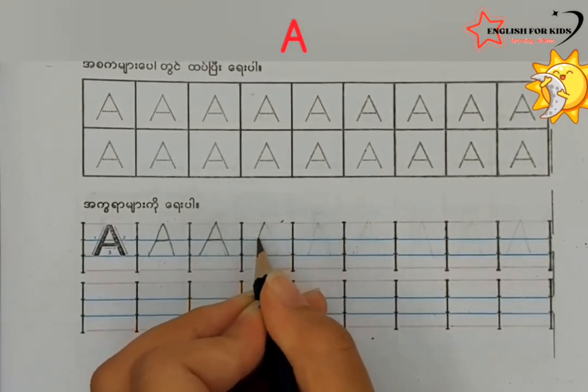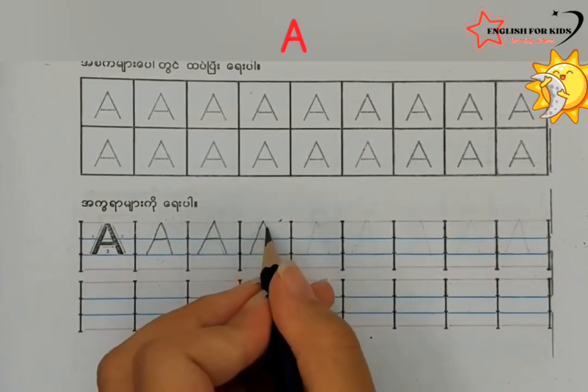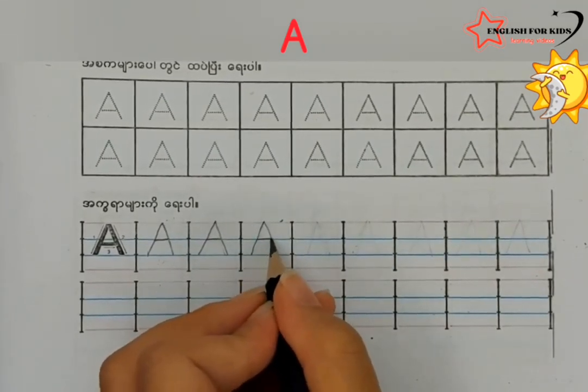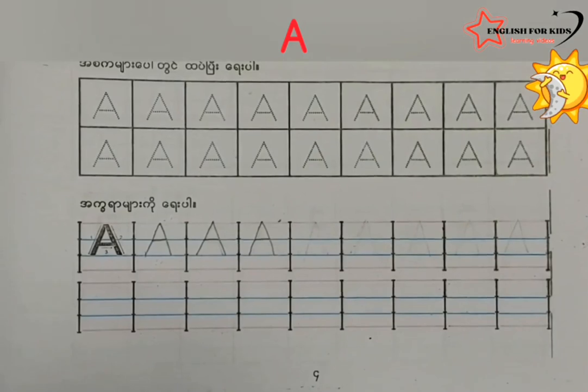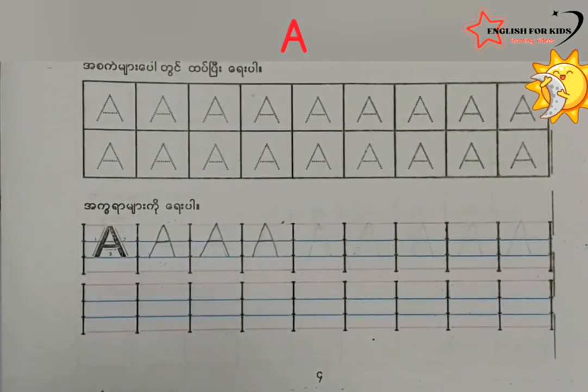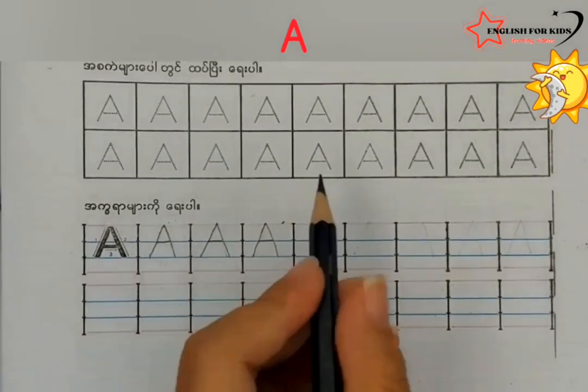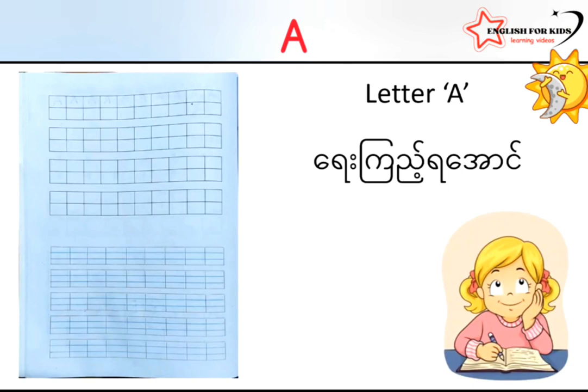Okay? Down, down, and cross. Letter A. Good job. That is letter A. Now, turn to the next page. Do you see this? You will have to write letter A in the boxes. So here are the boxes and you will have to write letter A here.